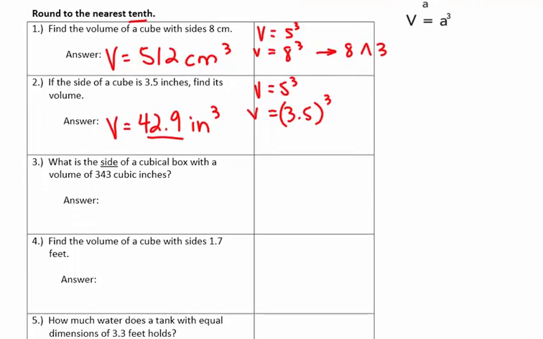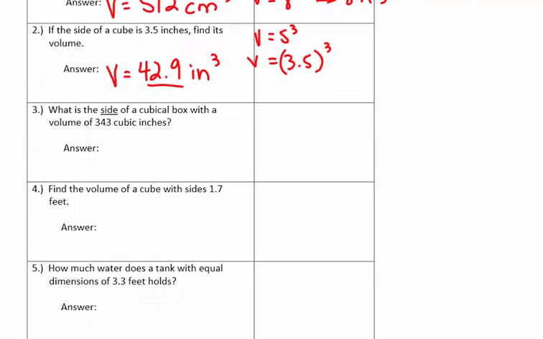Number 3, what is the side of a cubical box with a volume of 343? So I know in this case the volume is 343, and I need to figure out what number multiplied by itself 3 times is 343. The easiest way to do this, later on in higher level math, you'll learn about cube roots, and it looks something like this. It's like a square root, but it's a cube root. We could guess and check though.